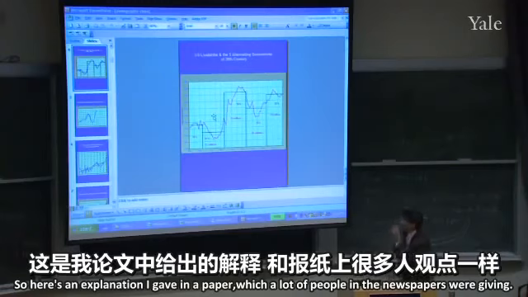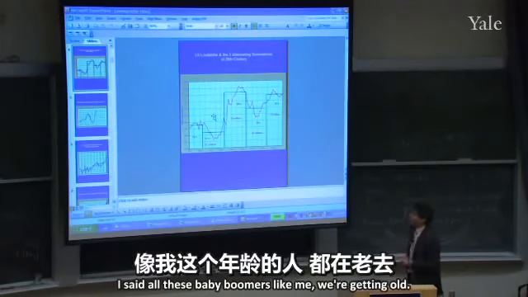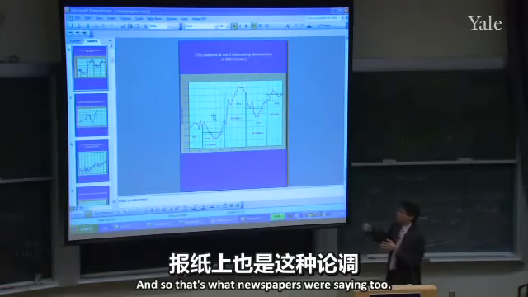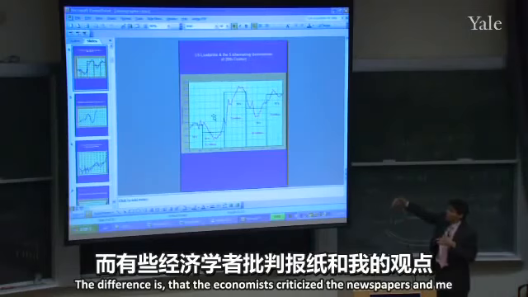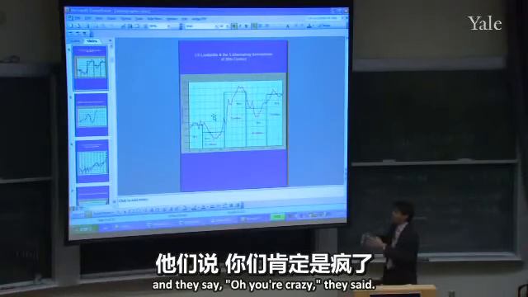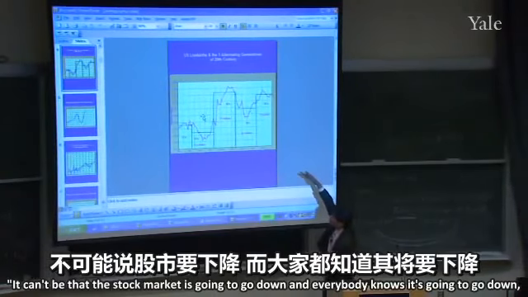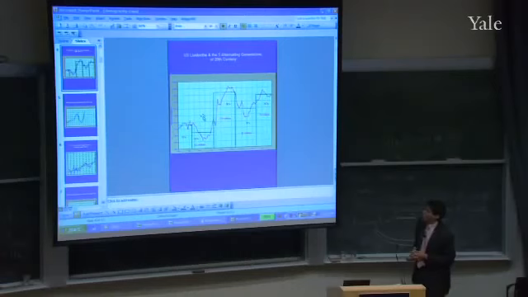So here's an explanation I gave in a paper, which a lot of people in the newspapers were giving. I said, the baby boomers. I said, all these baby boomers like me, we're getting old, we're going to start selling our stocks, and so the stock market's going to go down. And that's what newspapers were saying too. The difference is that the economists criticize the newspapers and me, and they say, oh, you're crazy. The stock market can't be going to go down, and everybody knows it's going to go down, because if we knew it was going to go down in the future, it would have already gone down now.